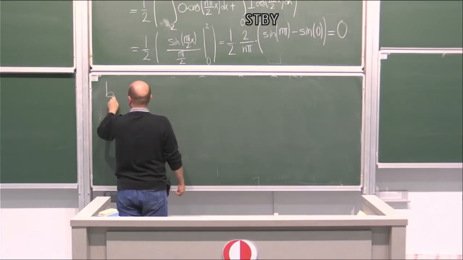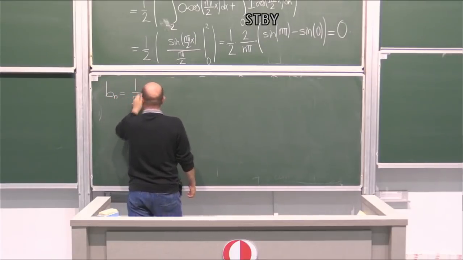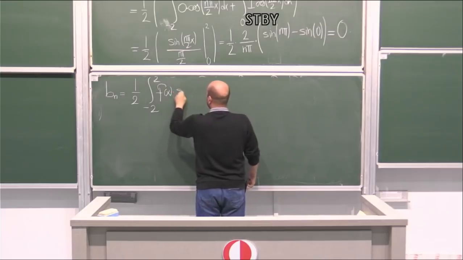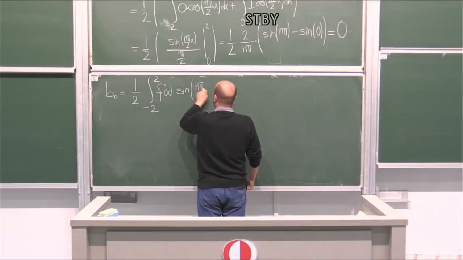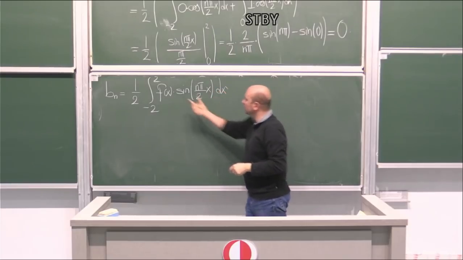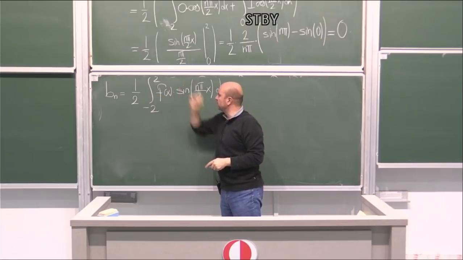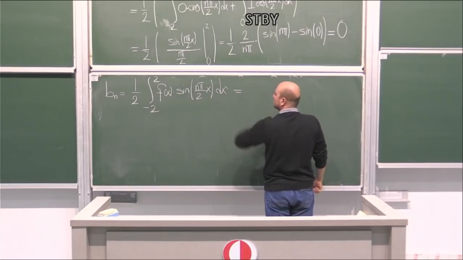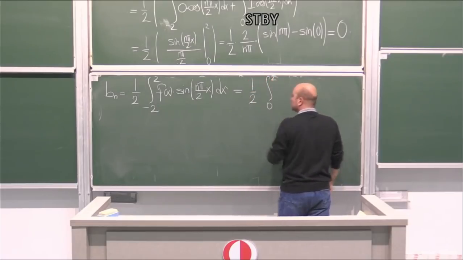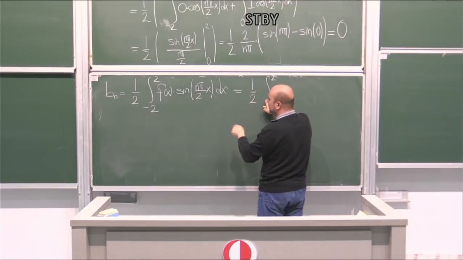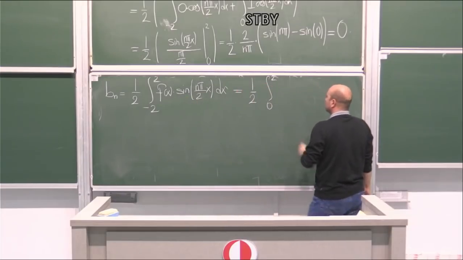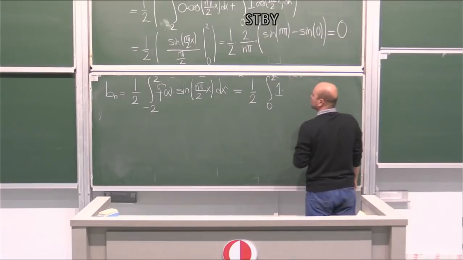Now Bn, which is 1 over 2 from -2 to 2, f of x times sine n pi over 2 x dx. Similarly, between -2 and 0, this function is 0, so it's all about integration from 0 to 2. So let me just skip that middle step. We have 1 over 2, the integral from 0 to 2, because between -2 and 0 your function is 0. And on this interval, our function is 1.